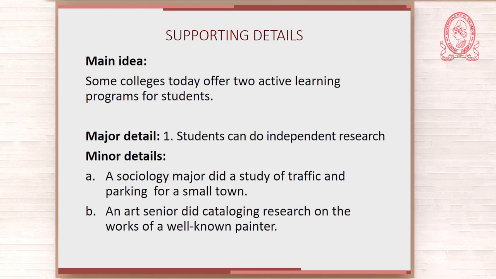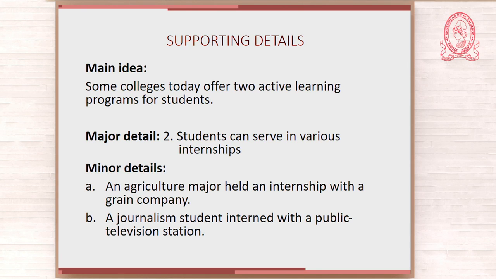The major detail number one is students can do independent research, and there are two minor details. The first one is a sociology major did a study of traffic and parking for a small town. And letter B, an art senior did cataloging research on the works of a well-known painter. There is a second major detail, which is students can serve in various internships. And the minor details are: letter A, an agriculture major held an internship with a grain company. And letter B, a journalism student interned with a public television station. As you can see, the minor details are examples of the major details.